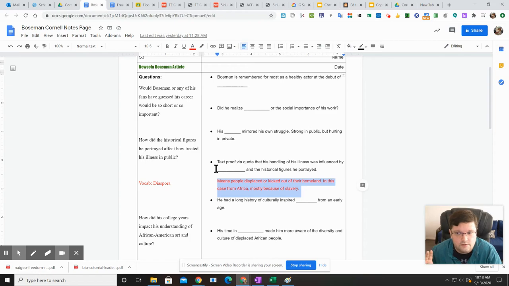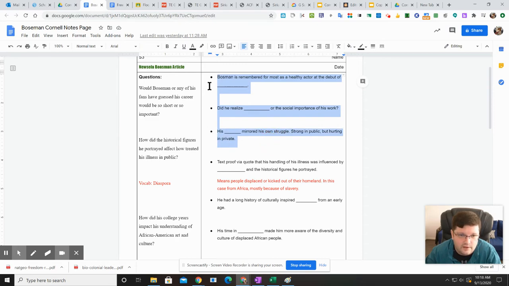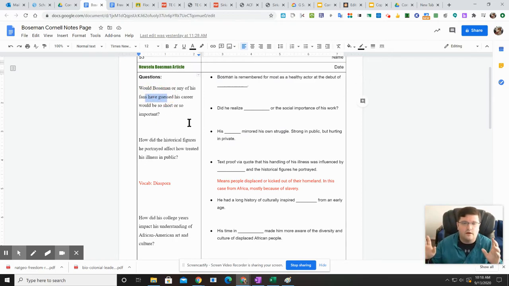Here's the big thing from the very beginning: generating questions. Every 2 to 3 facts you have, you need to generate a question that these are the answer for. I know that's kind of weird, but that's how STAR is going to work. You have to be able to look at these facts and generate a question that answers them. Like, would Boseman or any of his fans have guessed his career would be so short or so important? And if you read the first 2 to 3 of these facts, you get that these would all answer this question. But don't freak out about that yet. You'll get that example and you'll get more knowledge of that as we go by.